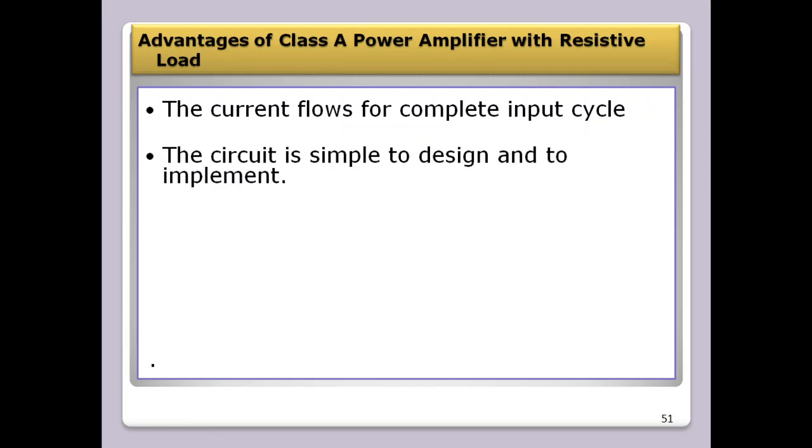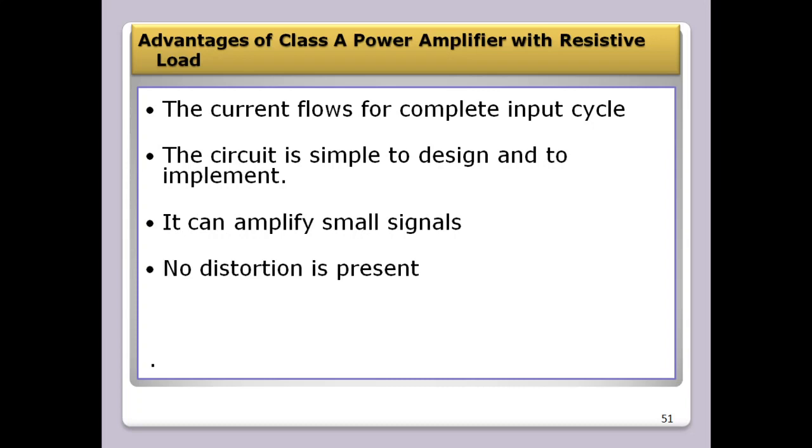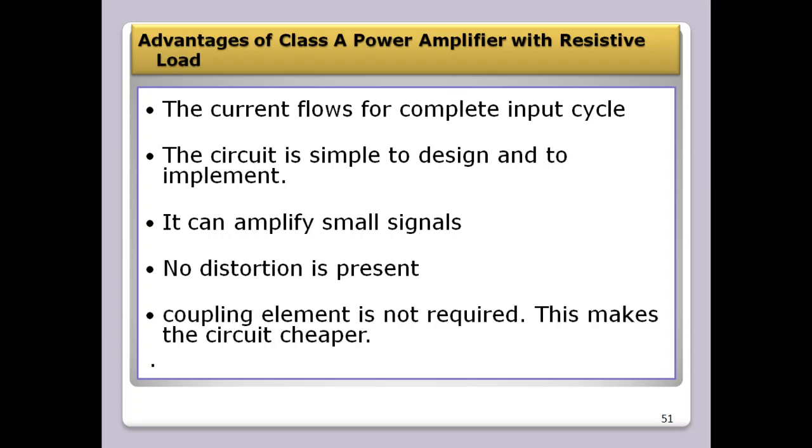The advantages of the Class A power amplifier. Current flows for the complete cycle, and it is a very simple design to implement, the same as a single stage RC coupled amplifier. It can amplify small signals, and there is no distortion. The coupling element is not required here, because a direct resistor is used in the load, and this makes the circuit cheaper, because if you go for transformer coupling, it is bulkier and then costly.